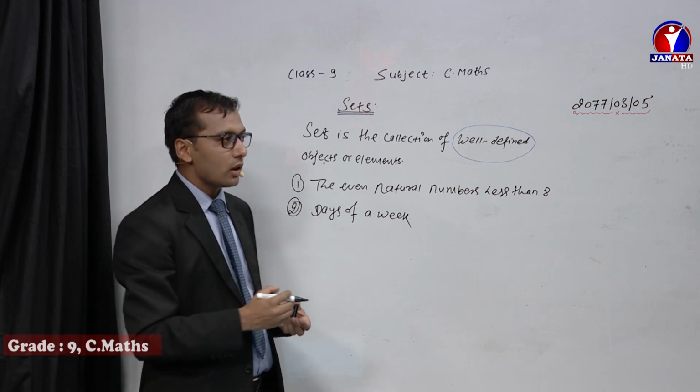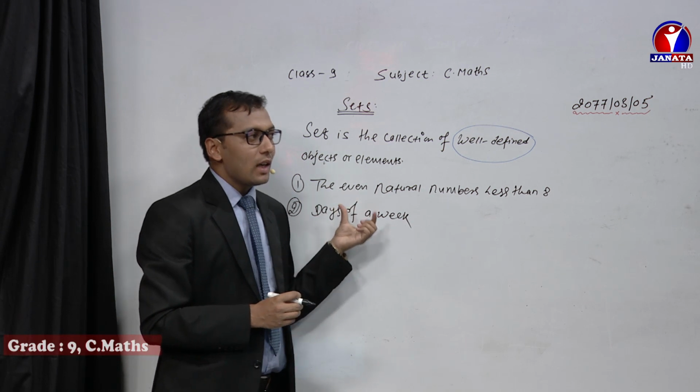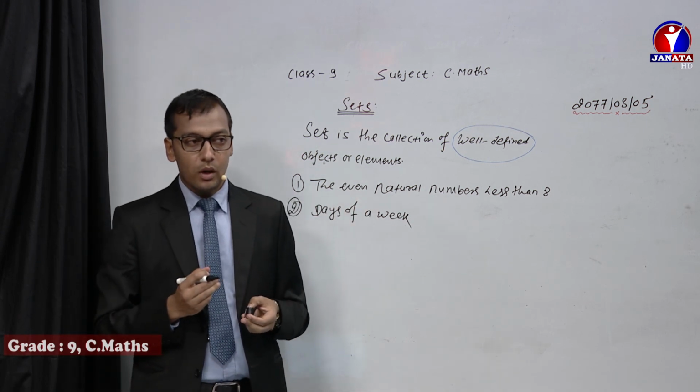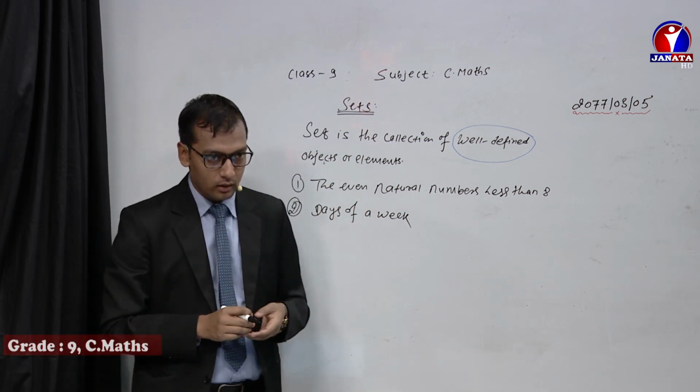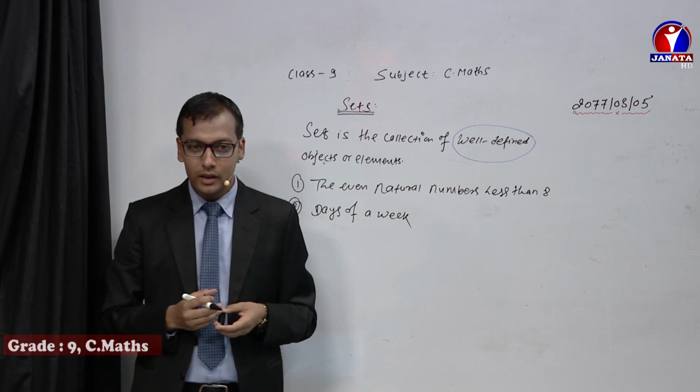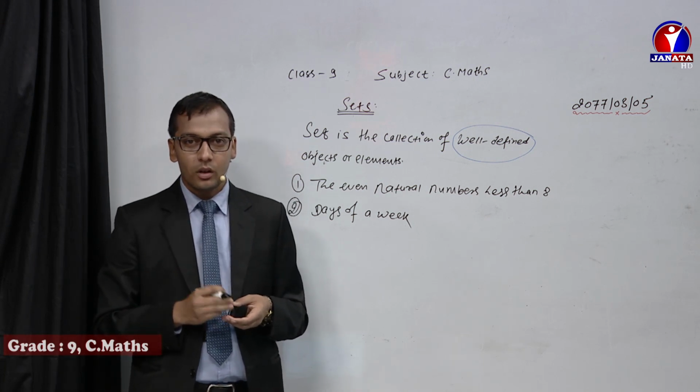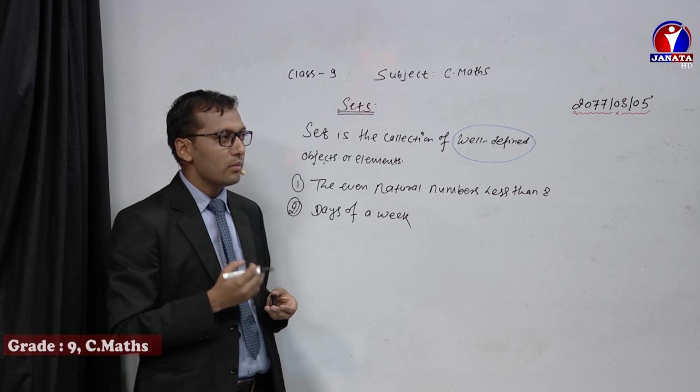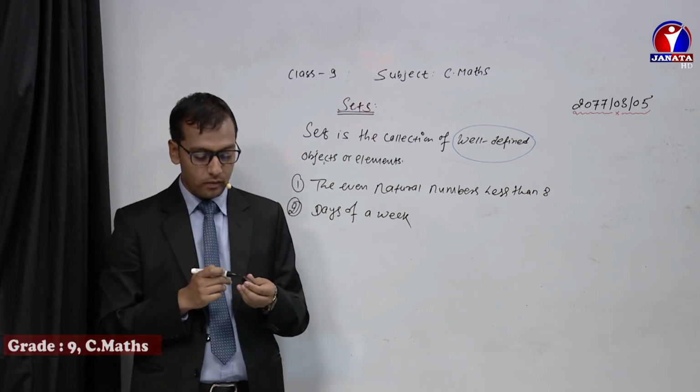Now let me talk about examples that cannot form a set. You can guess, you can imagine what some examples are that cannot form a set.